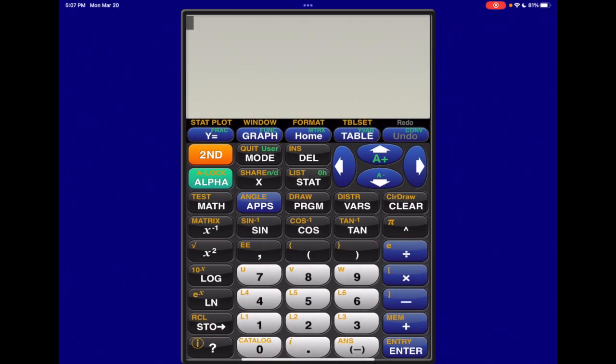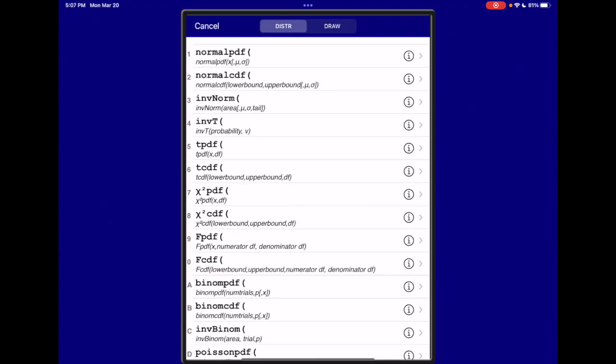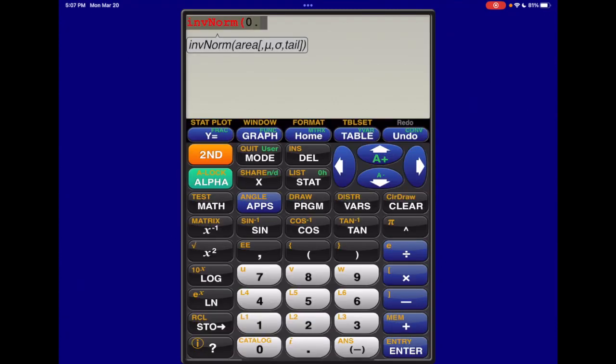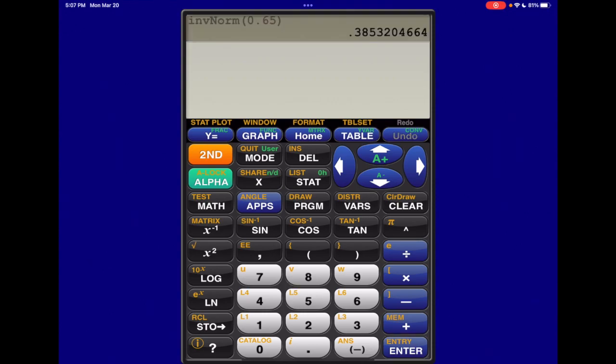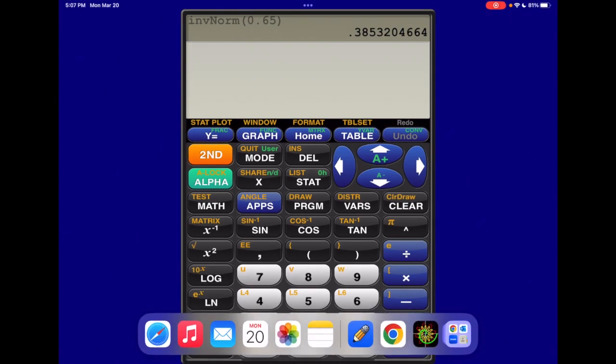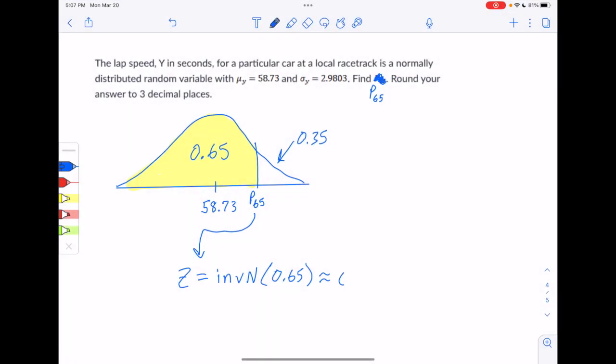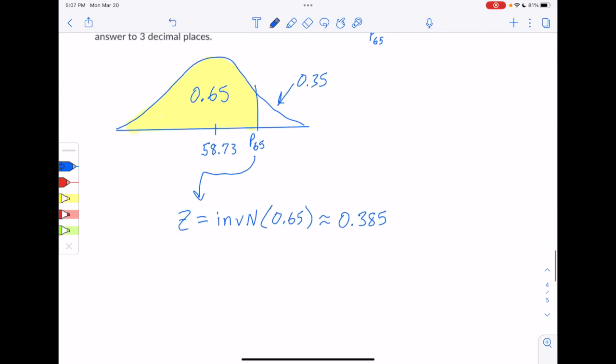So second distribution, inverse normal, and enter the area to the left, which is 0.65, and we get our z-score. The z-score we need is 0.385. Remember, always round your z-scores to exactly 3 decimal places. So taking that back over here, we have 0.385. That's not P65, but that is the z-score for P65. So P65 is an x value. We'll start working on that now.